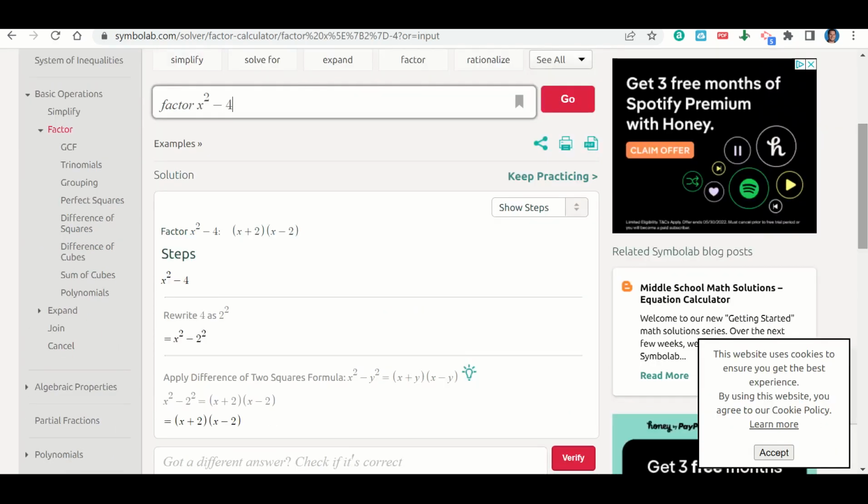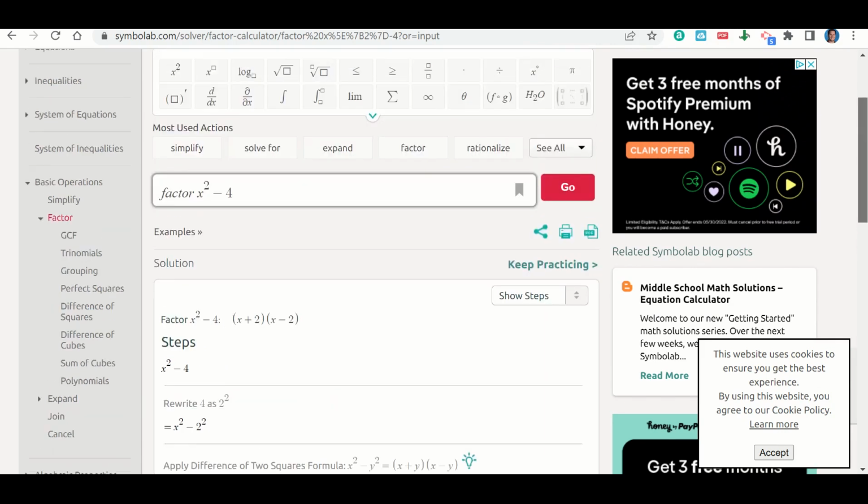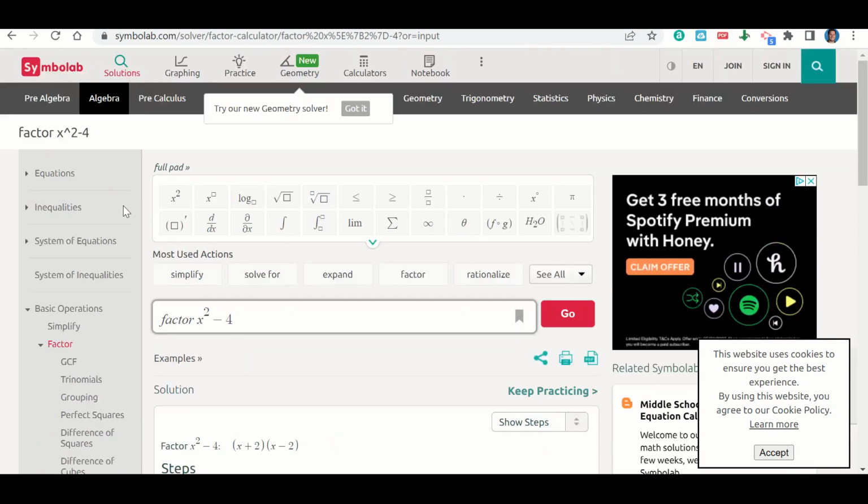So when I do that, it gives me the answer down here at the bottom: x plus 2 times x minus 2. And it shows me the steps of how I can get there. So this is one way to check your work to see if you did your work correctly when factoring. So this is how the Symbolab factor calculator can help you with your factoring.